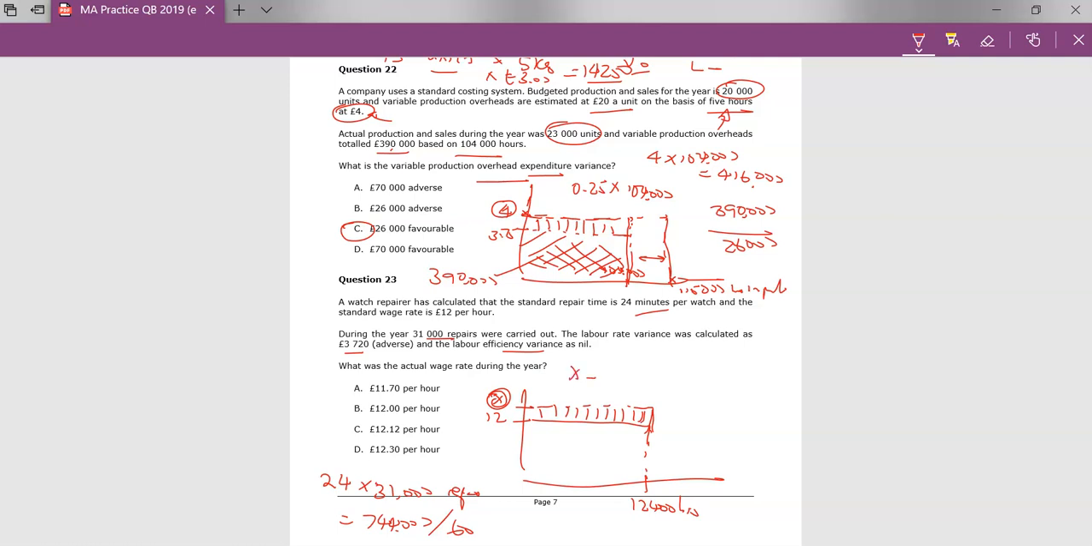X minus 12 times 12,400 is equal to 3,720. That's what I'm saying, right? This minus this times all of this is equal to 3,720. And I just have to work this out ultimately. Right? So if I work this out, I now have 12,400 x minus 12,400 times 12.